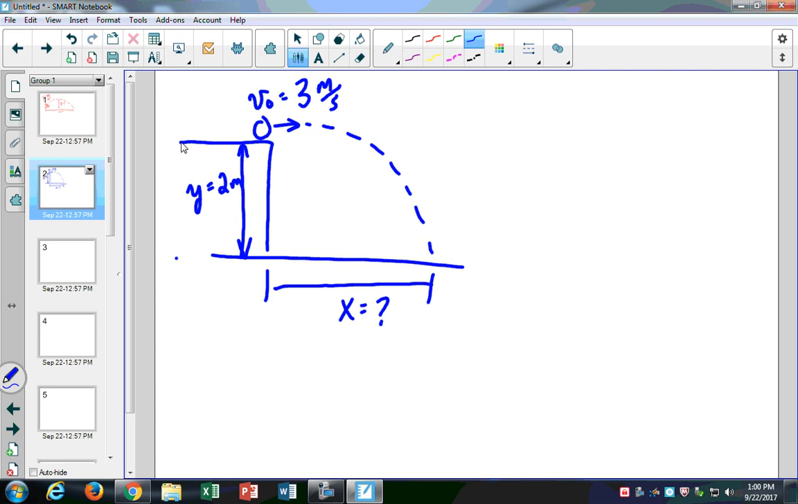And then for chapter 4, we'll get to that later. But as far as projectile motion, you definitely need to know how to do these two types of problems.